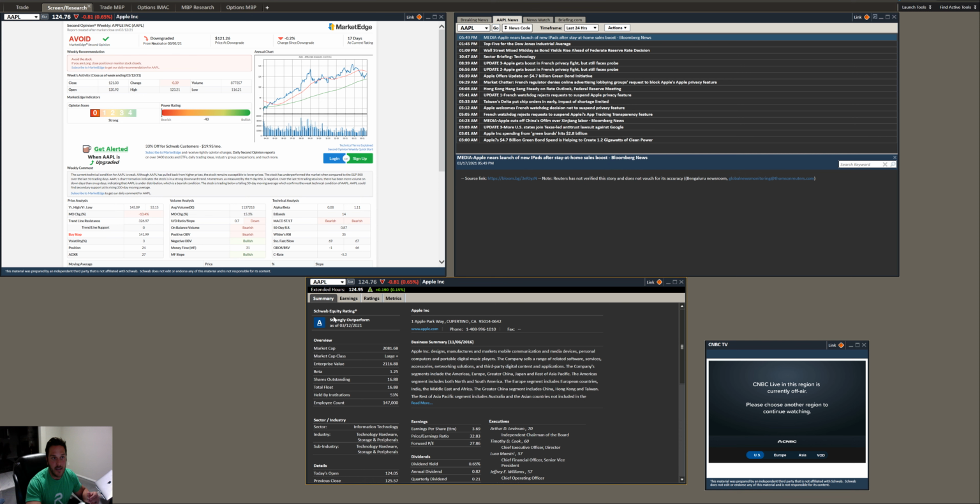Schwab Equity Rating says that this company is going to strongly outperform the market, as of March 12th, 2021. That means they believe this is an A rating company. See that A right there? Meaning that they believe that if you put your money here, you are going to be well off in the long term. Okay. And so it talks about the market cap, 2,081.6 billion.